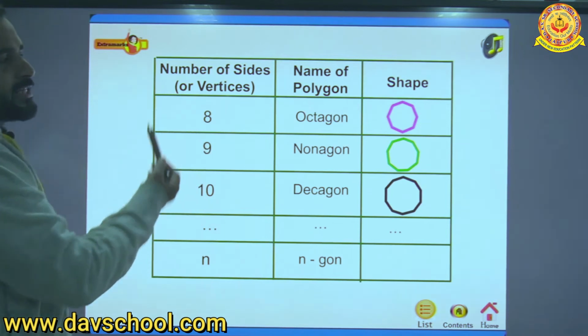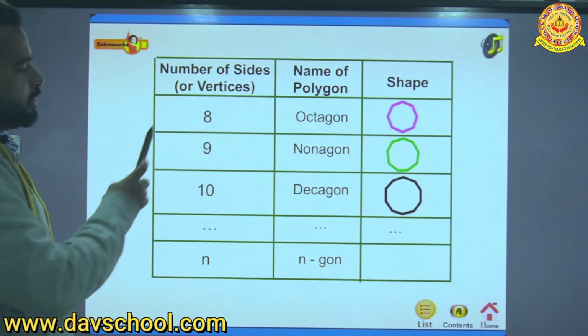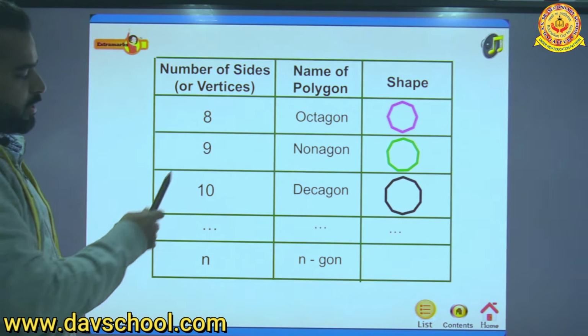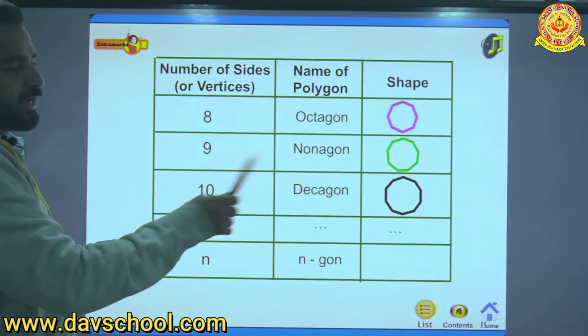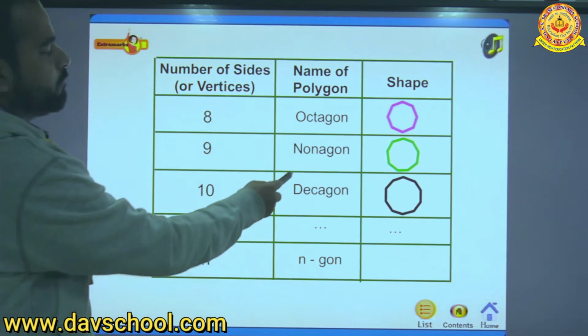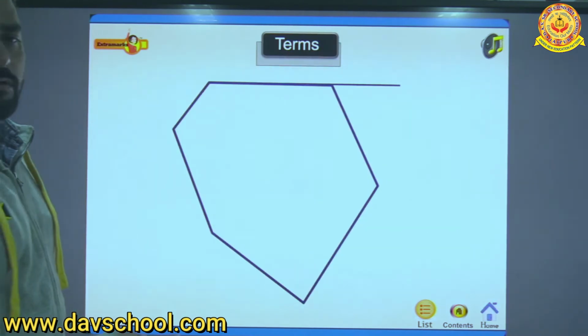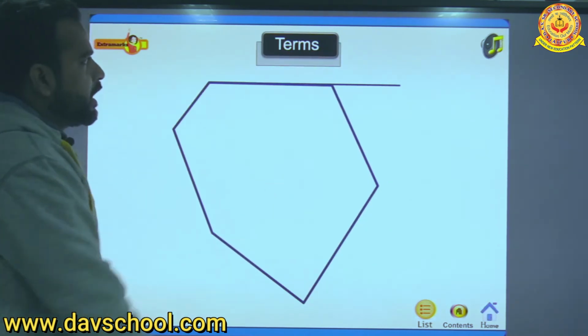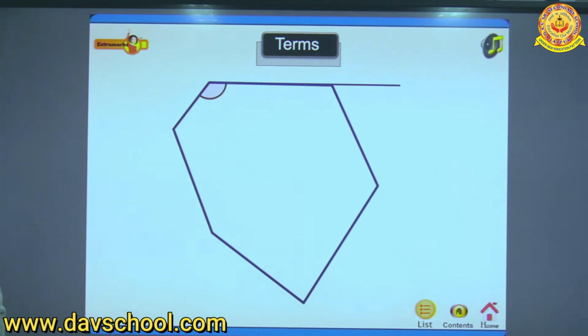When the number of sides is 8, octagon. When the number of sides is 9, nonagon. 10, decagon, and similarly we have to move forward. Similarly, they have vertices. Yes. Okay, now look at this.